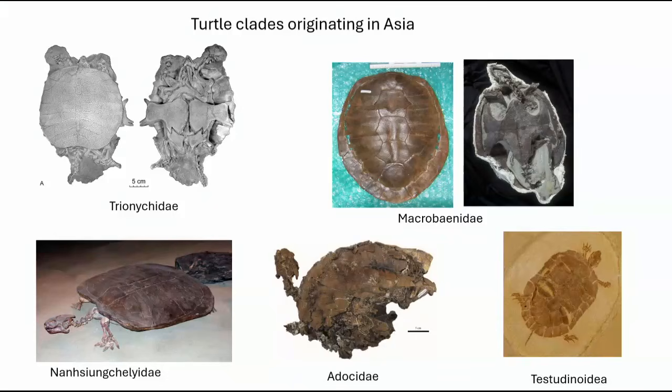The trionychids are widespread in Asia in the early Cretaceous. They first occur in North America in the Cenomanian at the base of the Late Cretaceous. Macrobaenids, Sinemydids, Nanhsiungchelyids appear in the Turonian about 90 million years ago. And testudinoids, which are a dominant group in Asia in the Late Cretaceous, first appear in North America in the Eocene. So there is a clear pattern of dispersal that's actually in line with Ian's talk last week.